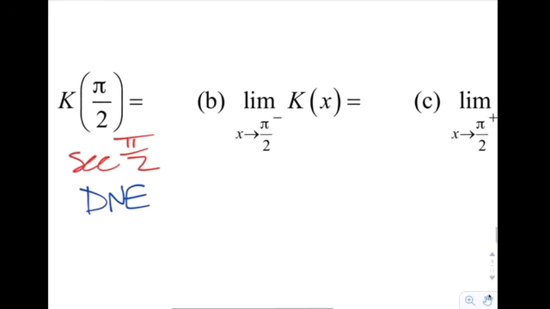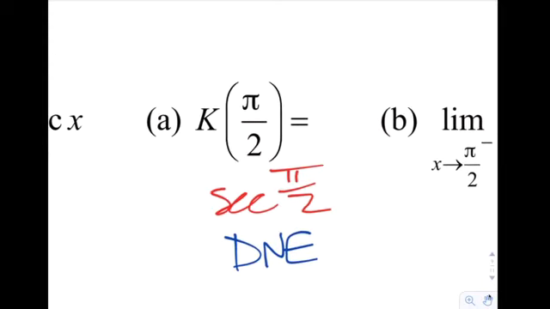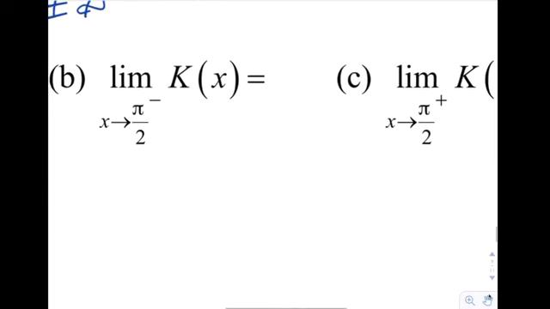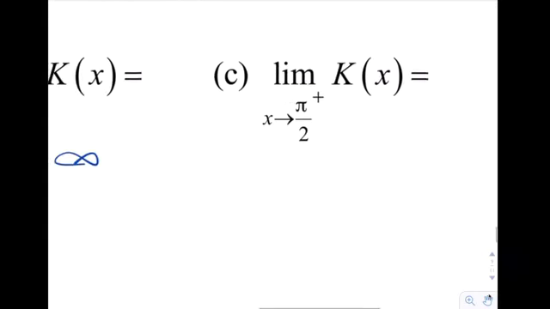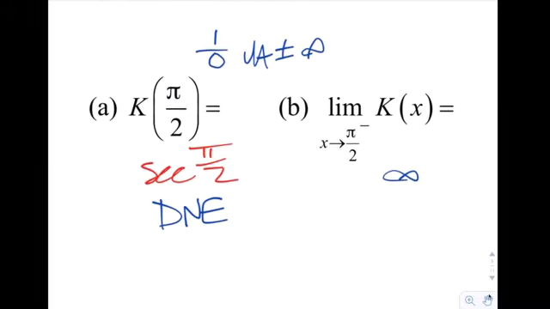Okay. But now that we know that pi halves is a vertical asymptote, how do we know it's a vertical asymptote? Because cosine of pi halves was 0, and the reciprocal of 0 is 1 over 0, which is VA, which means plus or minus infinity. We know that the answer to each of these one-sided limits is some type of infinity. So how can we figure out if it's plus or minus if we're approaching from the left side of pi halves and we don't have the graph?